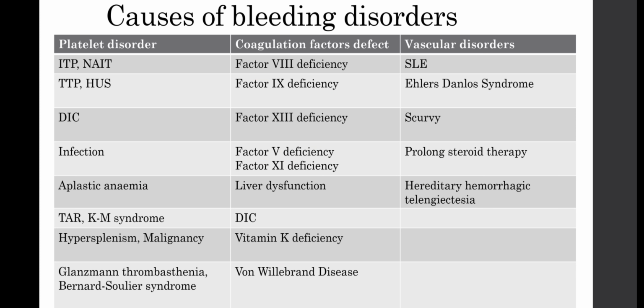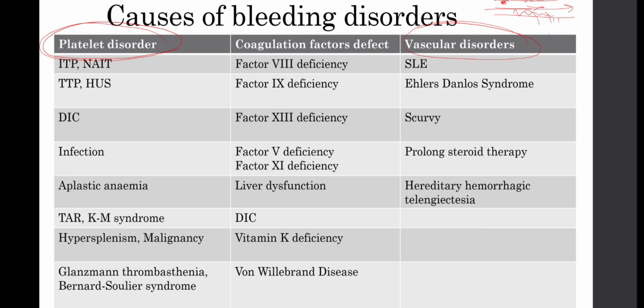Now the causes of bleeding disorders. First is the platelet problem. Firstly, there are the vascular problems. If there is a problem in the vessel wall, because if the vessel wall is not smooth, then blood does not go smoothly from the heart to the organs. That means if the vessel wall is leaky, or there is an injury in the vessel wall, there is continuous manifestation of bleeding.